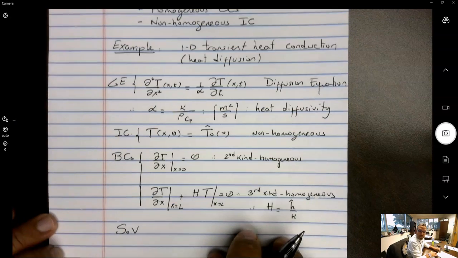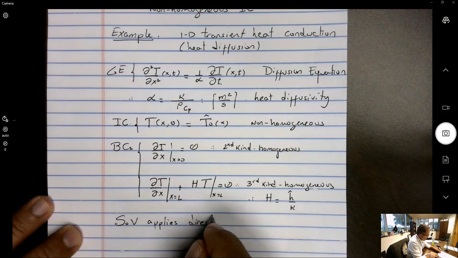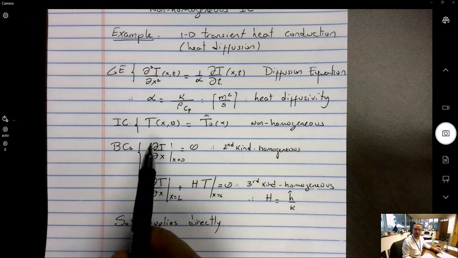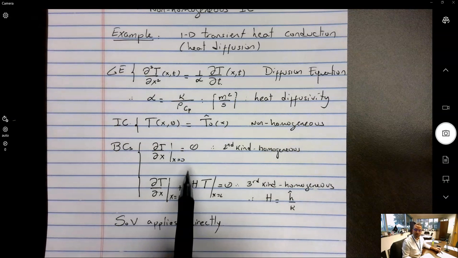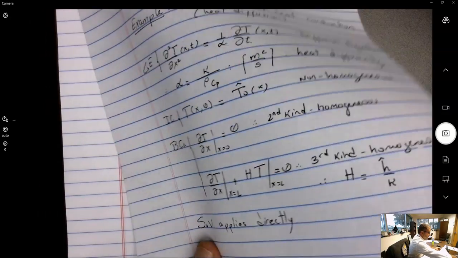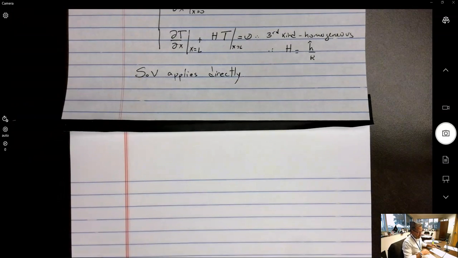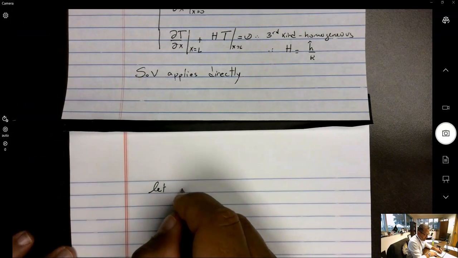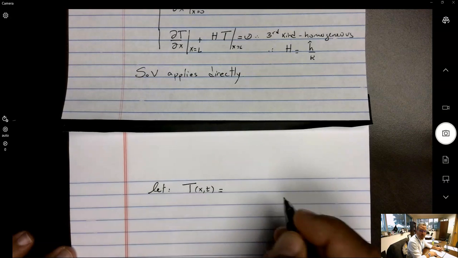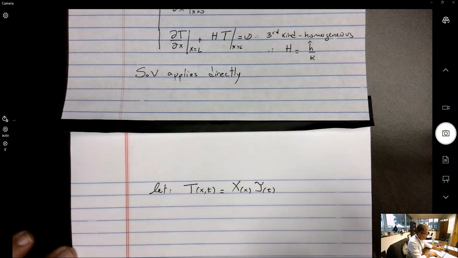separation of variables applies directly because all conditions apply. The governing equation is homogeneous, initial condition is non-homogeneous, and both boundary conditions, in this case we only have two because the problem is one-dimensional, are also homogeneous. So let's see, we're going to let, as we did before, we're going to do a separation of variables, that the temperature, position, and time be equal to a function of position and a function of time called tau.